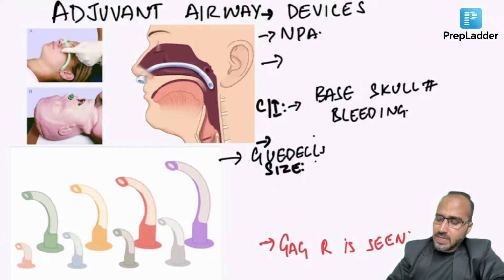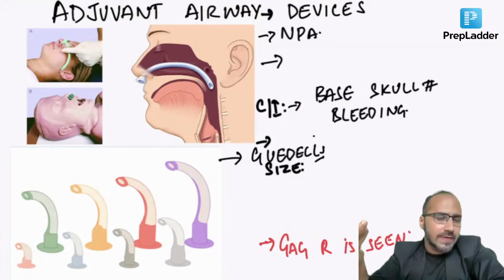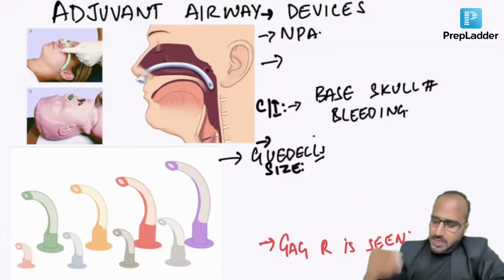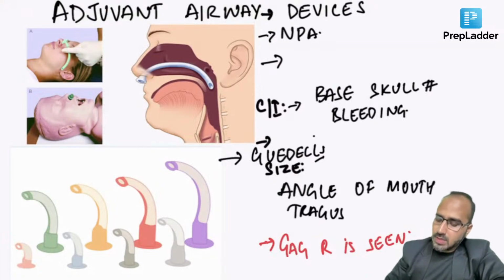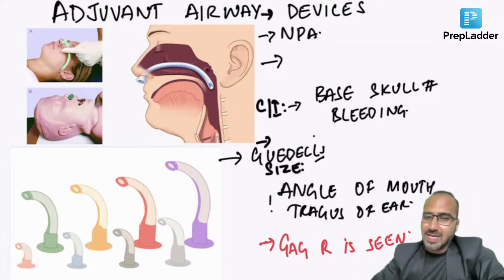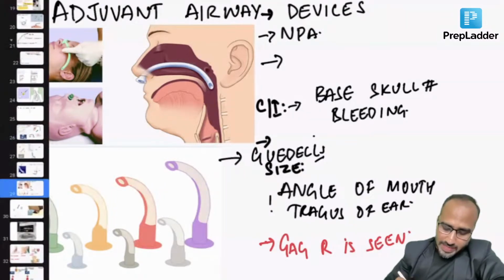Now, guys, Goodell's airway is an oropharyngeal airway. Again, for Goodell's airway, take the airway and keep it between the angle of mouth and tragus of ear. If it is fitting, you can easily put that airway. Exact size is measured by keeping it between the angle of mouth and tragus of ear. If it is fitting, then you can put that airway. But again, gag reflex is seen with this.